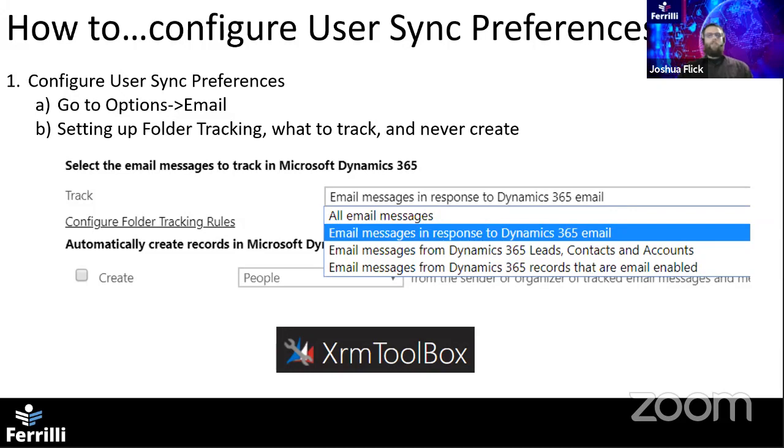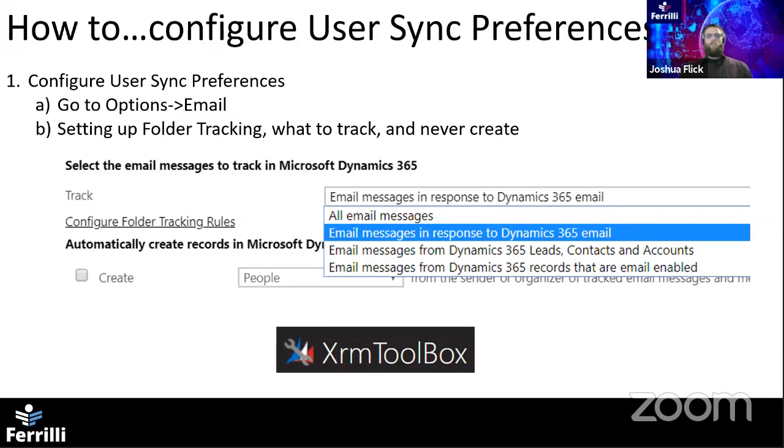I would recommend setting this to email messages in response to Dynamics 365 emails, which is what you can see selected here, or email messages from Dynamics 365 leads, contacts, and accounts, which is the option right underneath that. If this is a queue, so like that generic email address that you're setting up these rules for, I'd recommend setting it to all email messages just to make sure it gets everything.